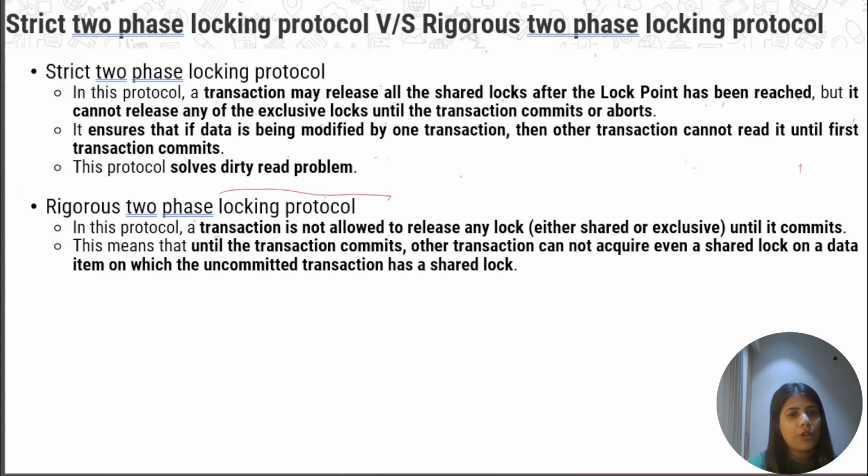Rigorous two-phase locking protocol: a transaction is not allowed to release any lock, either shared or exclusive, until it commits. This means that until the transaction commits, the other transaction cannot acquire even a shared lock on a data item on which the uncommitted transaction has a shared lock. Even जिसके पास shared lock है, वो भी कोई lock acquire नहीं कर पाएंगे. That is rigorous two-phase locking protocol.